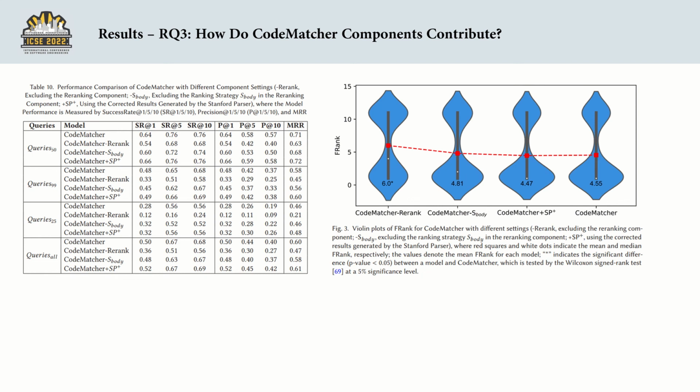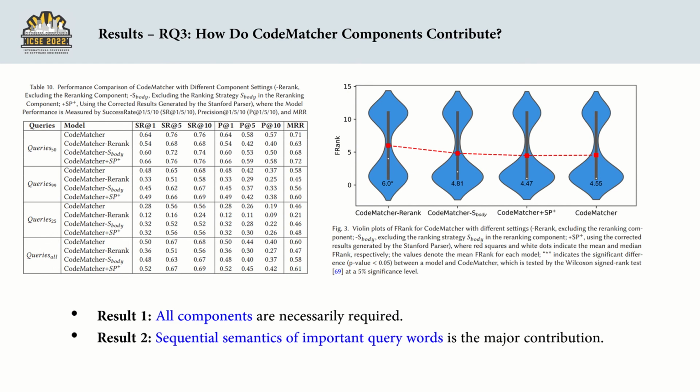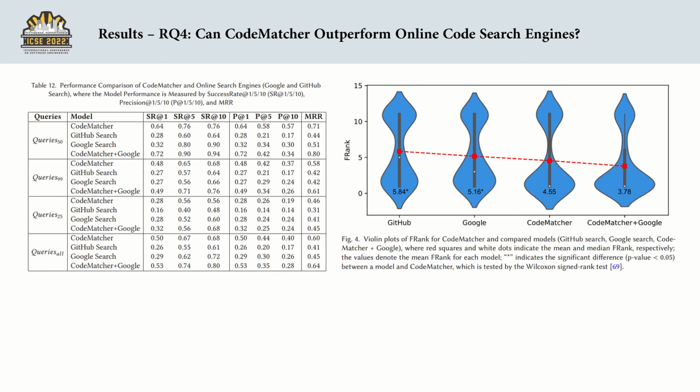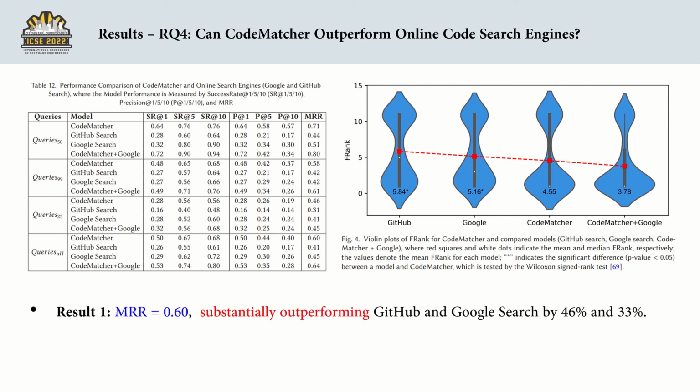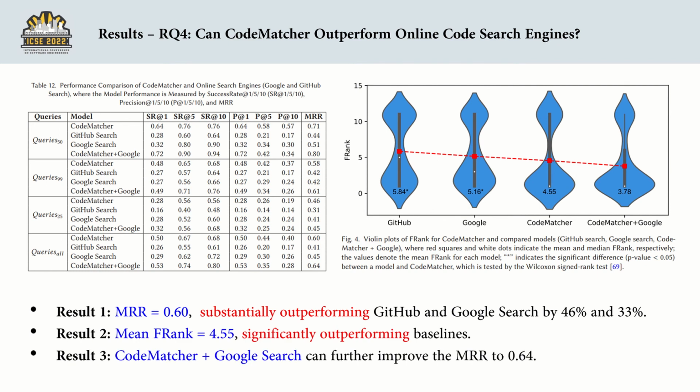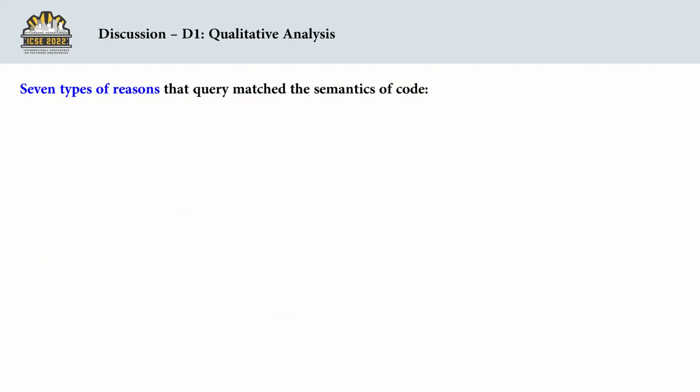After performing sensitivity analysis for the key components of CodeMatcher, we find that all components are required, where the sequential semantics of important keywords is a major contribution. By comparing CodeMatcher with two widely used online code search engines, we find that CodeMatcher also significantly outperforms GitHub and Google search. Besides, CodeMatcher plus Google search can further improve the search accuracy.